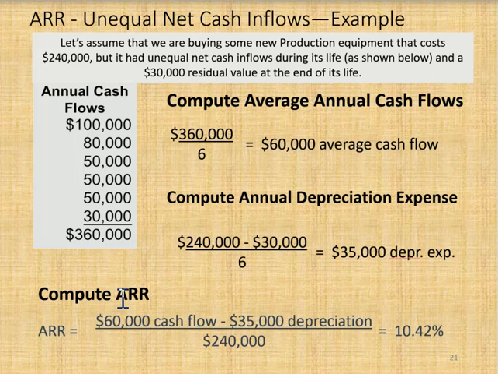So then we can go ahead and calculate the ARR. The way that we do that will be to take the average net cash inflow of $60,000, and then we subtract the depreciation, which is $35,000, divided by the cash outflow when we initially purchased the equipment, the initial investment, and that gives us 10.42%.